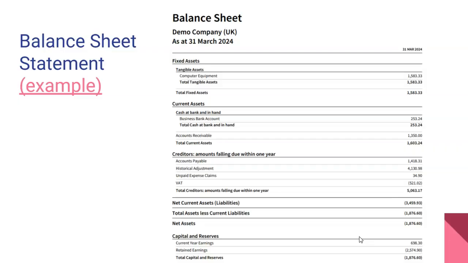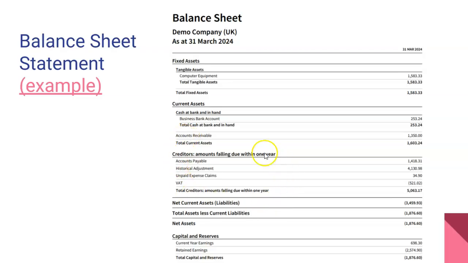Balance sheet, as we mentioned earlier, we talked about this. We have fixed assets, which are tangible. Here in this case, we have a computer equipment. We have current assets, such as cash in the bank and receivables from our clients.